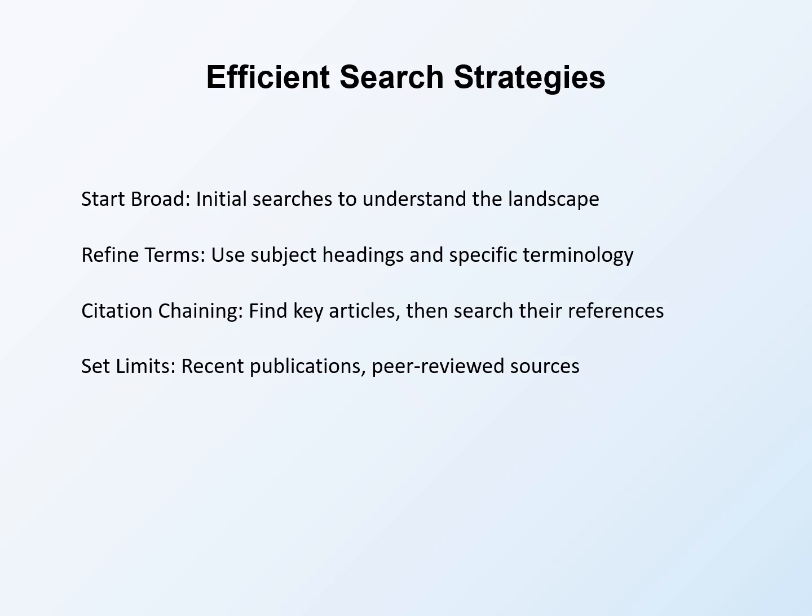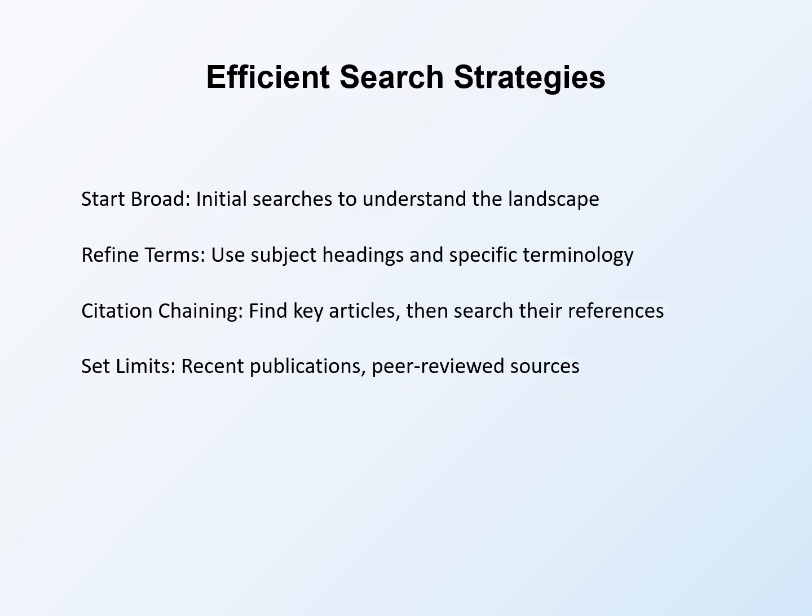Start broad with initial searches to understand the landscape. Use general terms related to your topic to see what literature exists. This helps you identify key concepts, common terminology, and major themes in the research. Then refine your terms using subject headings and specific terminology you discovered in your initial search.